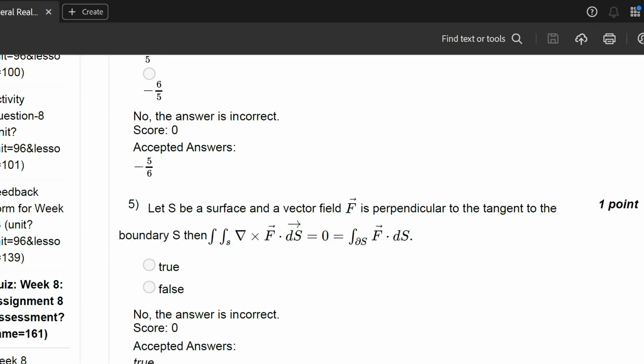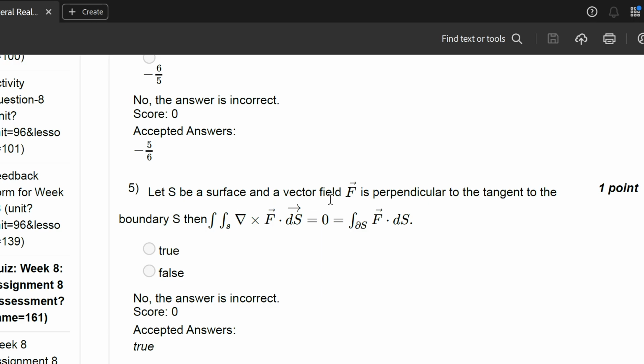Again, a true false type. S is a surface and F is a vector field perpendicular to the tangent to the boundary. Then curl of F dot ds is equal to 0 is F dot ds. First of all, they are applying Stokes theorem and they are saying it is equal to 0. Is it true or false? Tell me how you visualize this thing.